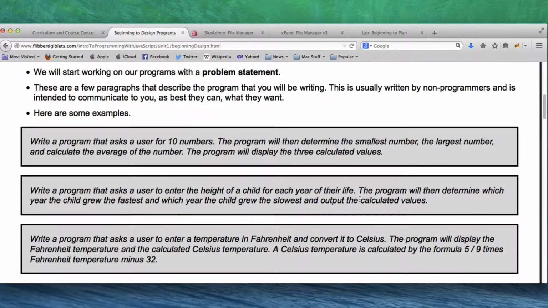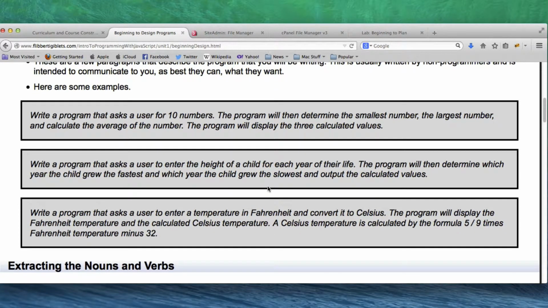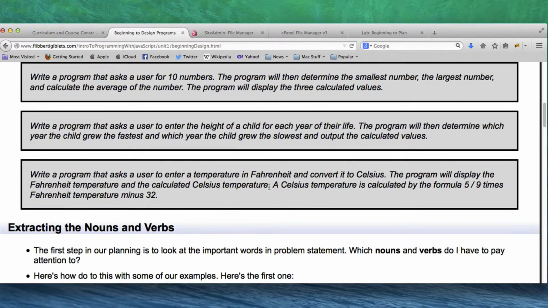So we need to build up a list of input variables and a list of output variables. And then we also have to develop a task list, a processing list, if you will. What are the steps or the processes that our program is going to do? And we can extract all of that information from any one of these problem statements. So the first step in doing that is that we want to extract the nouns and the verbs.